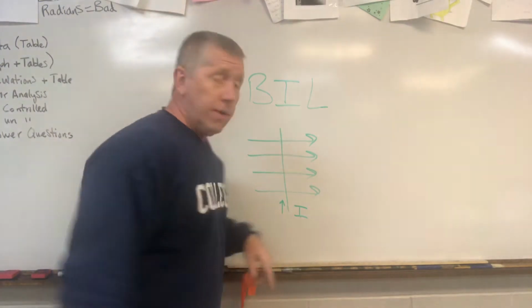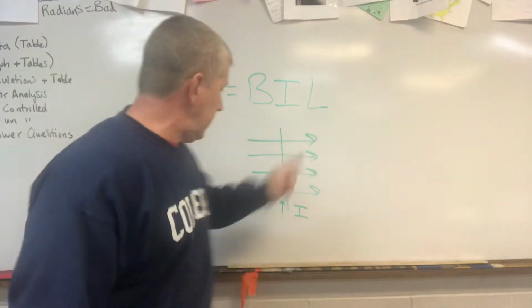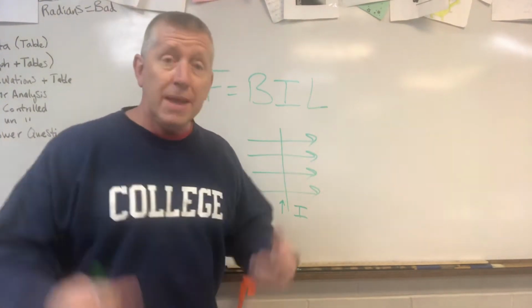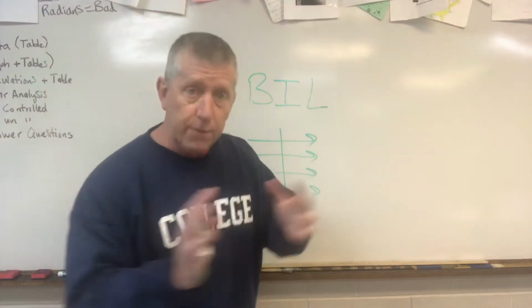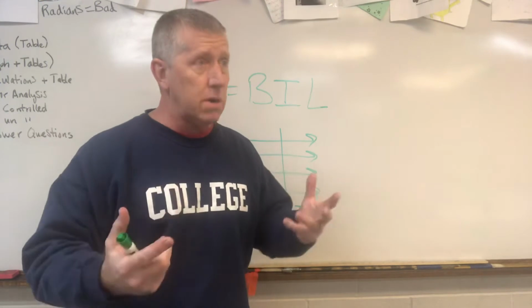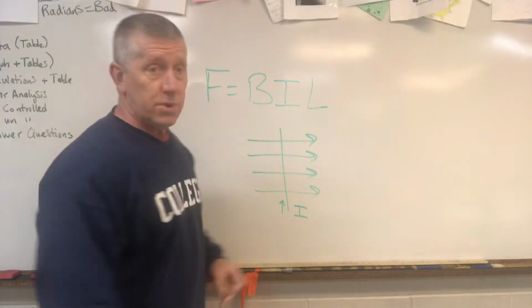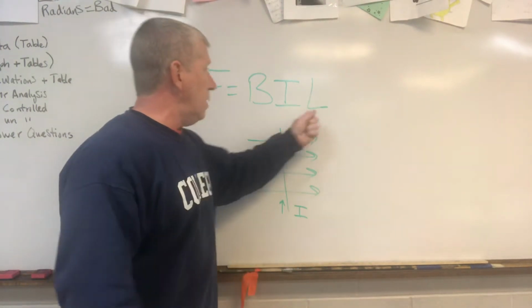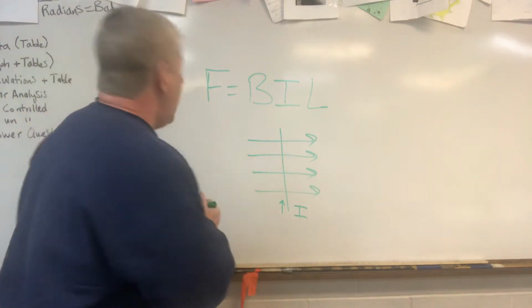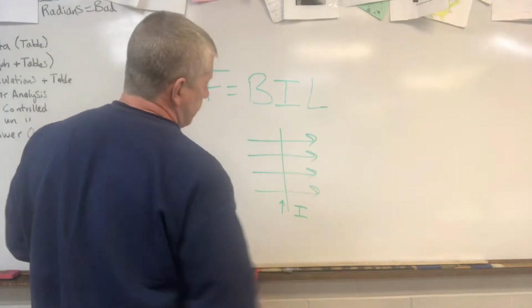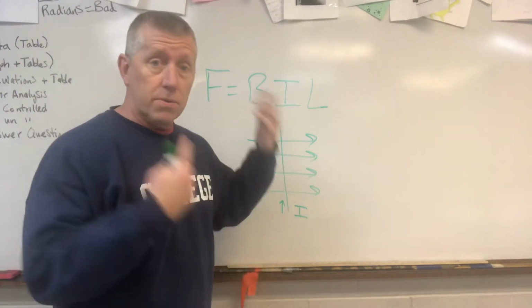Also, current. The faster the current is moving through the wire, what does that do? That puts more charged particles moving through the wire per unit of time. That's more particles, which is more force. So the faster they're moving and the longer the wire, the more force will be applied to that wire. And this is the strength of the field in which we are moving the particles through.